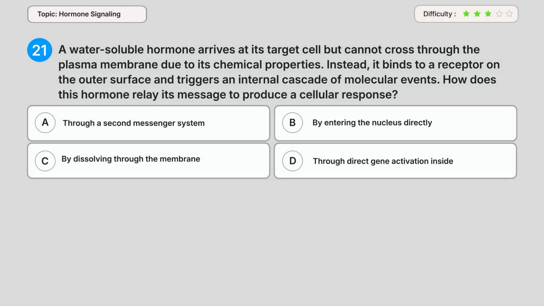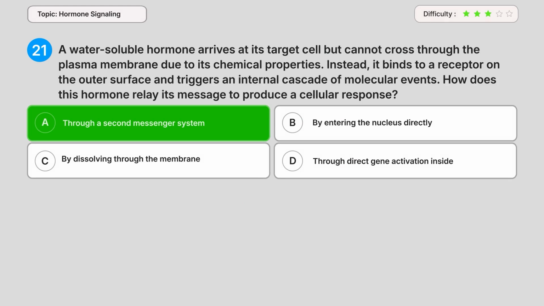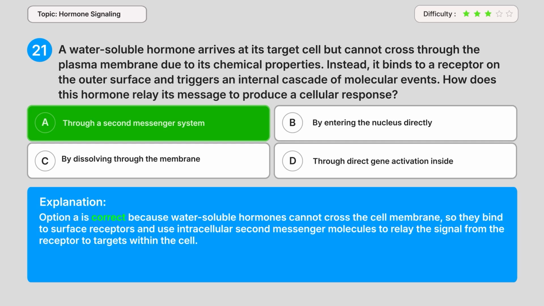Correct answer, A. Through a second messenger system. Explanation. Option A is correct because water-soluble hormones cannot cross the cell membrane, so they bind to surface receptors and use intracellular second messenger molecules to relay the signal from the receptor to targets within the cell.